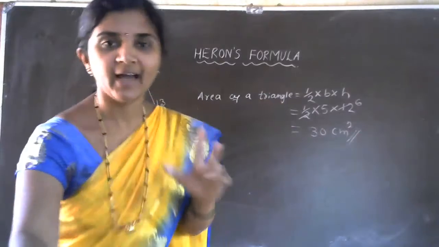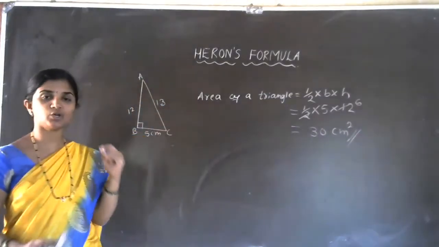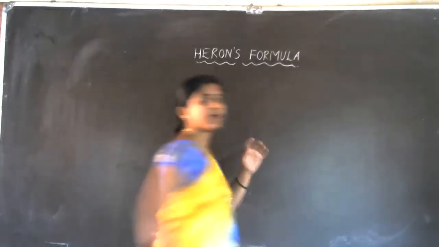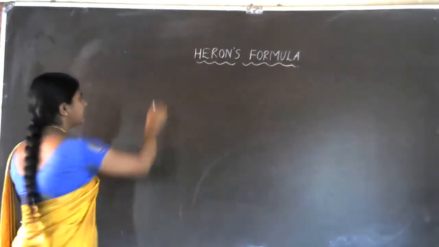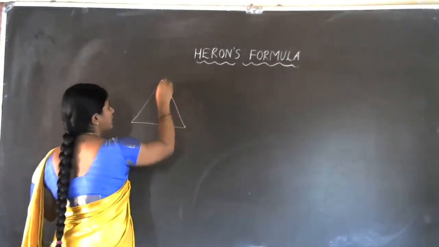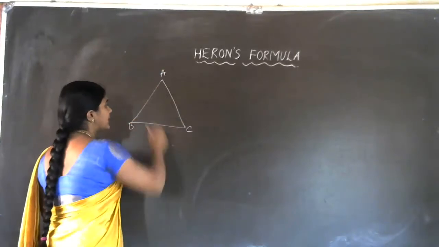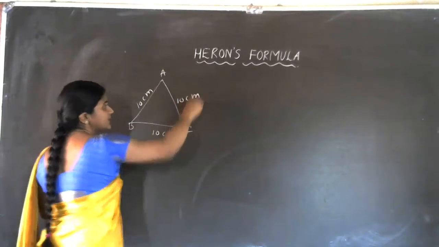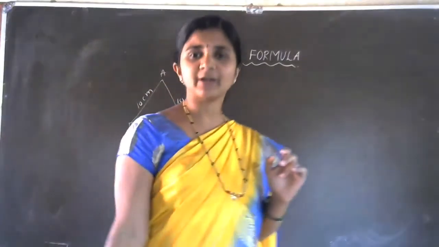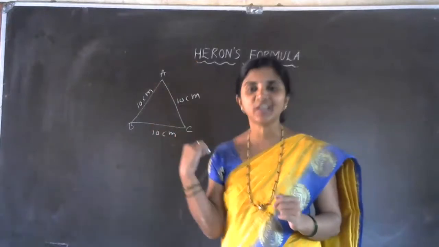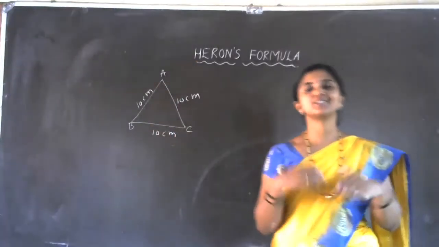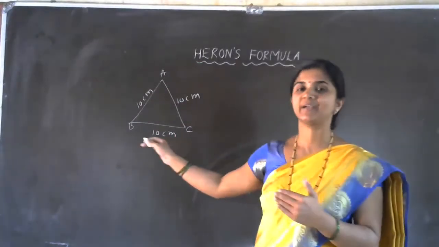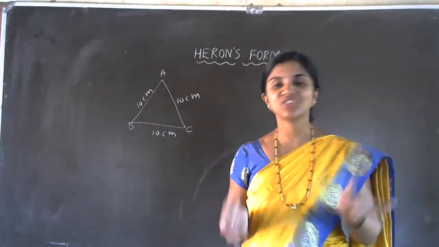Here the height is clearly mentioned, so you are able to find the area of the triangle. Next, we have one more situation: an equilateral triangle ABC. Each side is 10 centimeter. Is it possible to find the area of this triangle? You will use half into base into height. Here the base is 10 centimeter, but the height is not given.